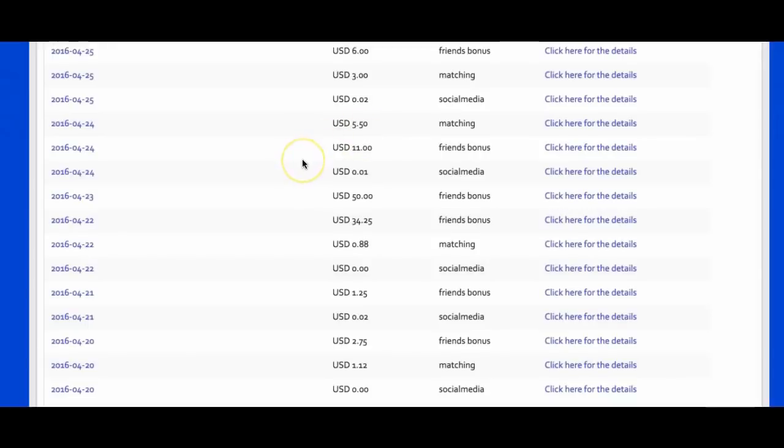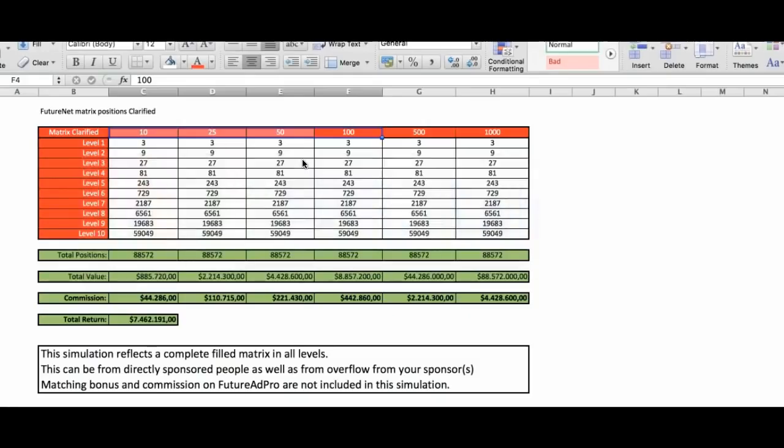Once more, every person that falls into the matrix, and the matrix is with a forced auto placement mechanism, which I will explain in a second, regardless where they are in every one of the matrices, you get 5% of the fee that person paid to get into the matrix.